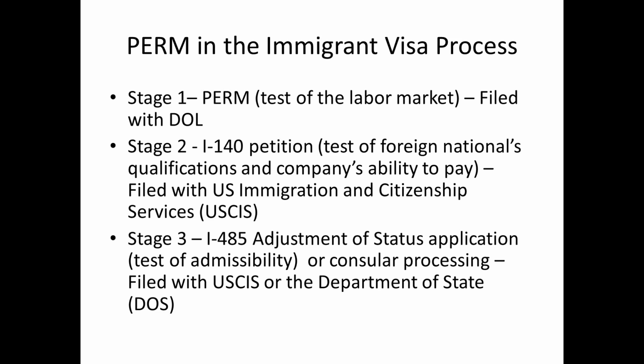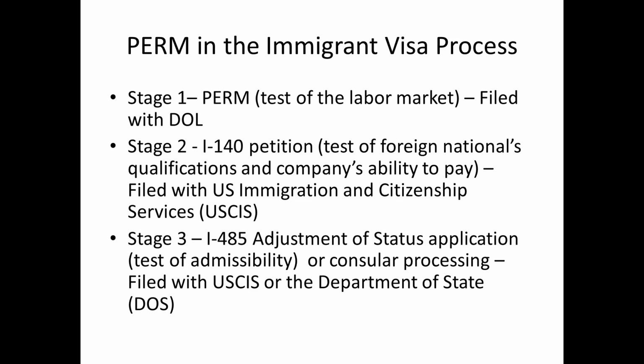Stage 1 of the immigrant process in the employment category is the PERM, what we just said, the test of the labor market, and that's filed with the Department of Labor, DOL. Stage 2: while the PERM is the test to make sure that there are no U.S. workers that are qualified, Stage 2 shows, number 1, that the foreign national is qualified, and number 2, that the employer has the ability to pay the wage that is dictated in the PERM filing. And this is filed with USCIS, U.S. Citizenship and Immigration Services.